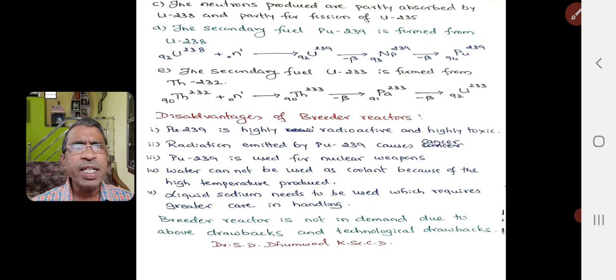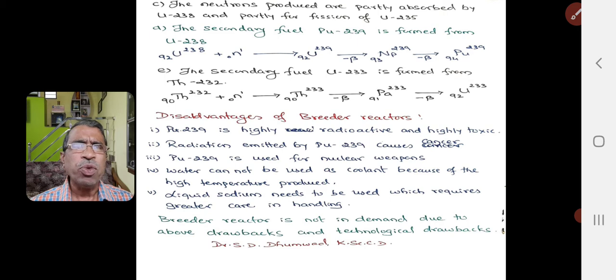The disadvantages of the breeder reactors. Plutonium-239 is highly radioactive and highly toxic. Another disadvantage is that the radiation emitted by plutonium causes cancer. Plutonium-239 is also used for nuclear weapons.